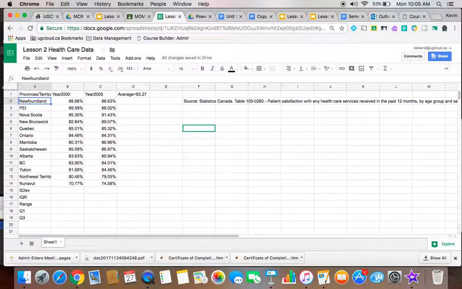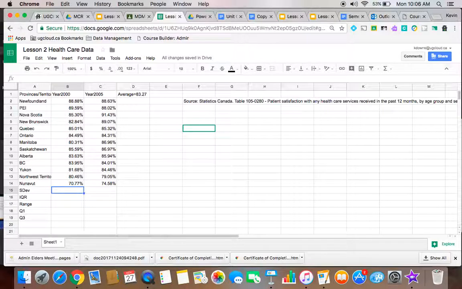Okay, let's look at the data and actually calculating these measures. And so here's the data from Newfoundland to Nunavut, the ranking, that percentage of people that ranked healthcare good or excellent in each of these years. And so we'll just look first at calculating these measures with the spreadsheet.